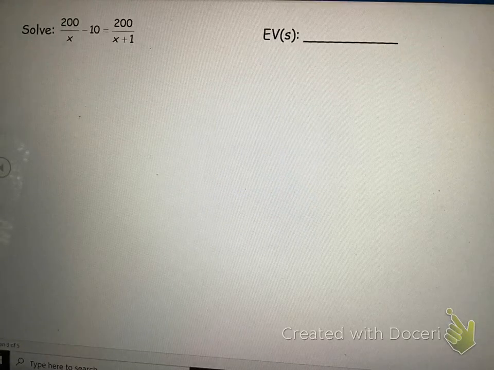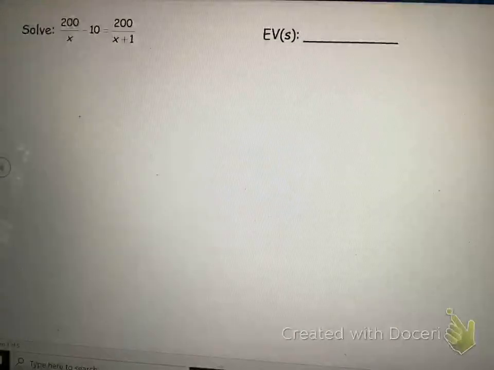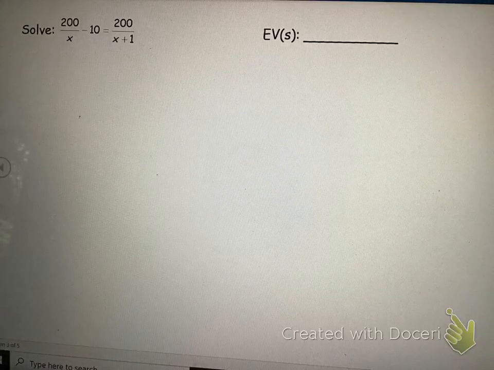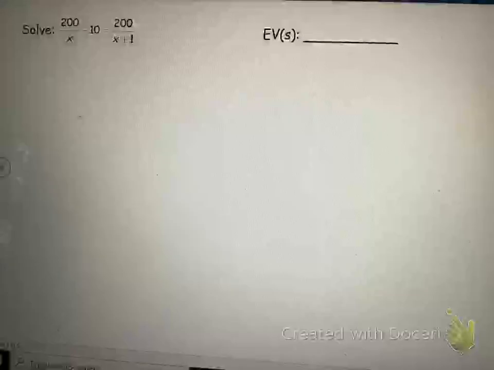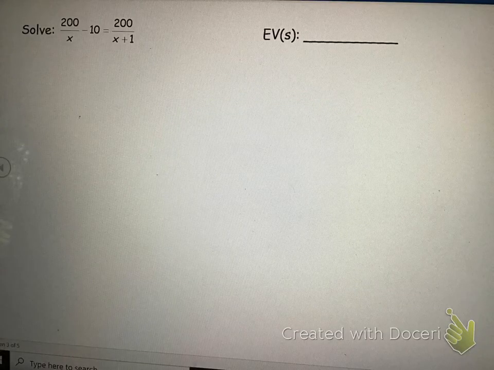Okay, so now the second example. Okay, so for example 2, this one is not already a proportion. So of course you have the option of working through it the same way we did on day 1 of this week. You could combine the left side to become a single fraction and turn it into a proportion, but we're going to do this alternate method with it as well.